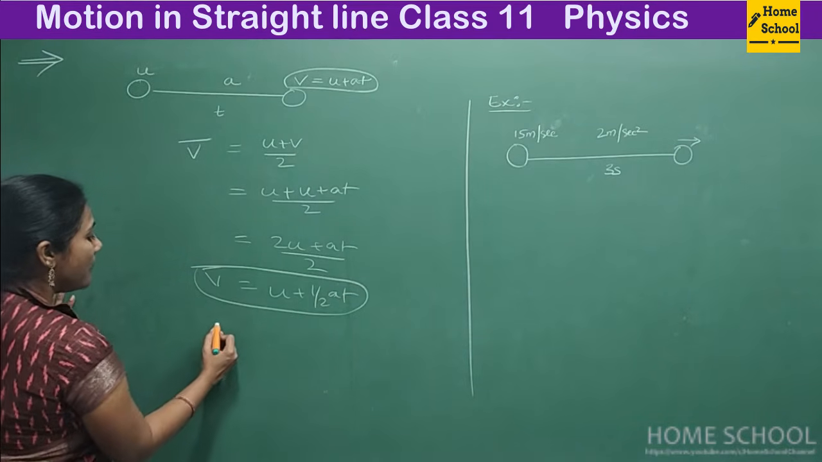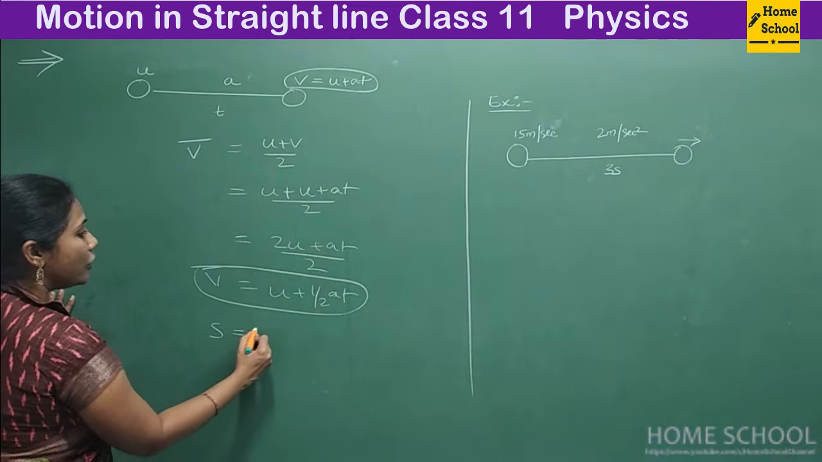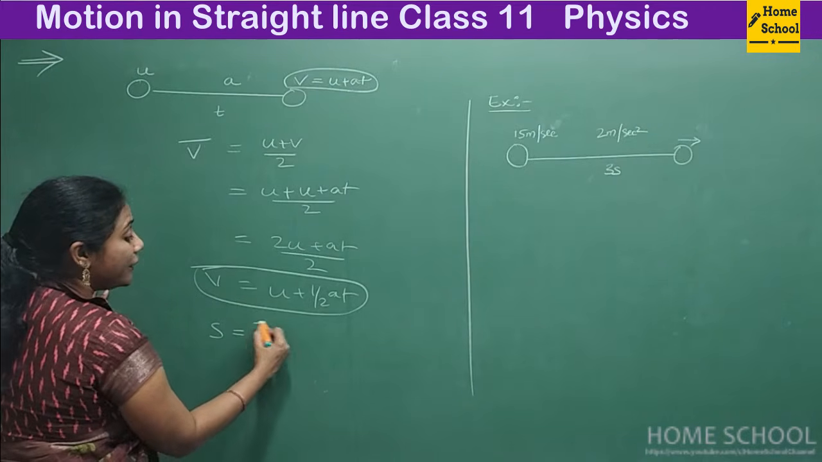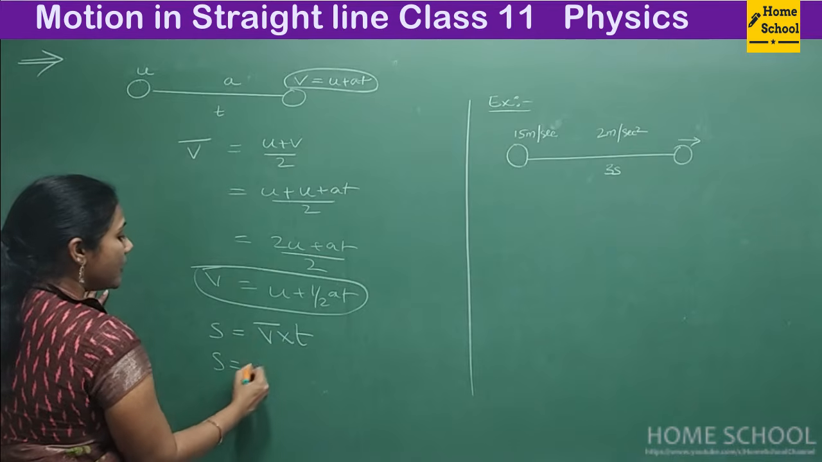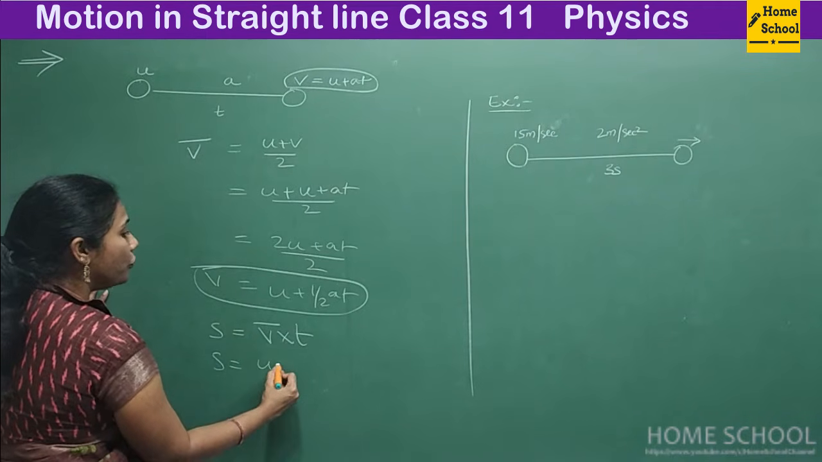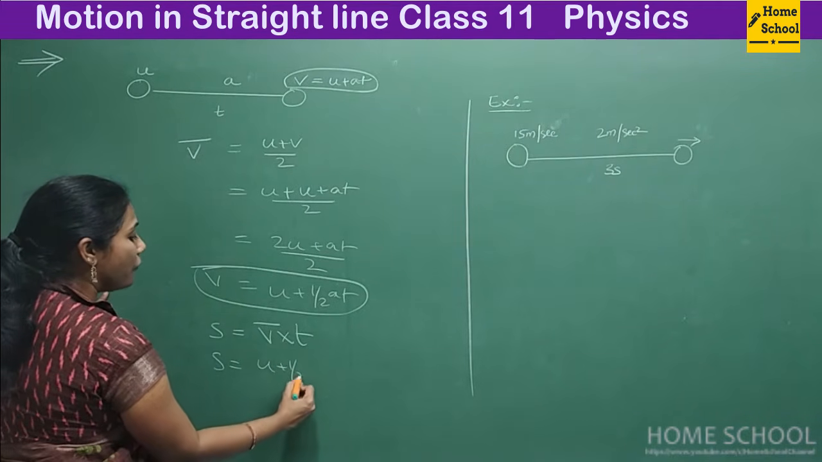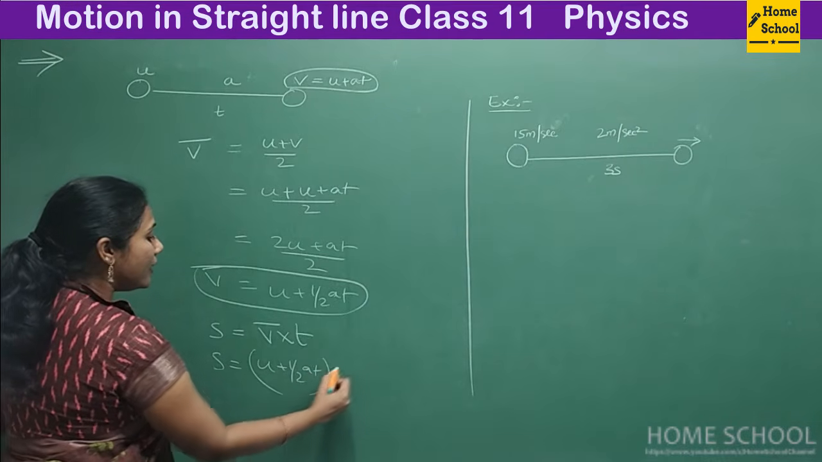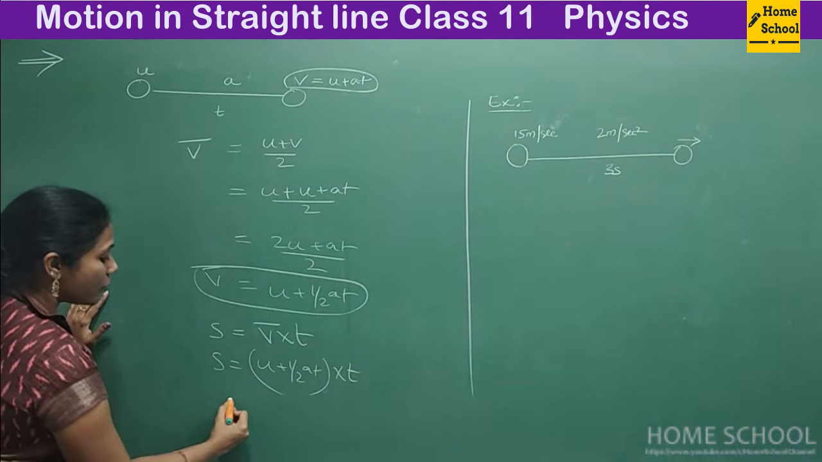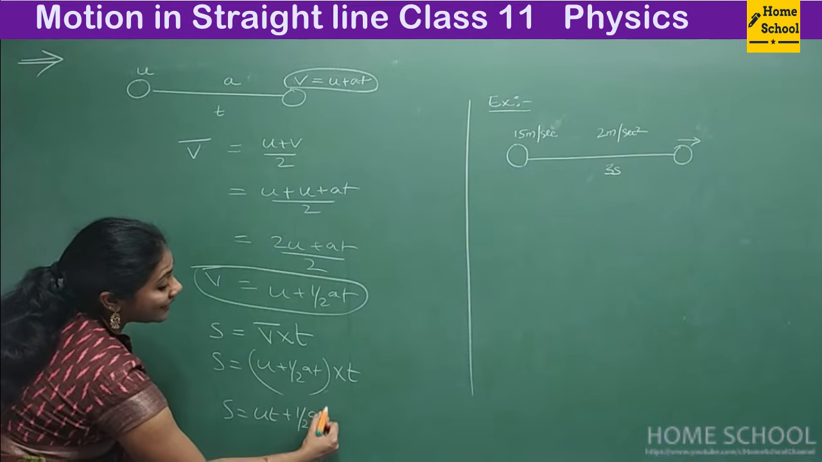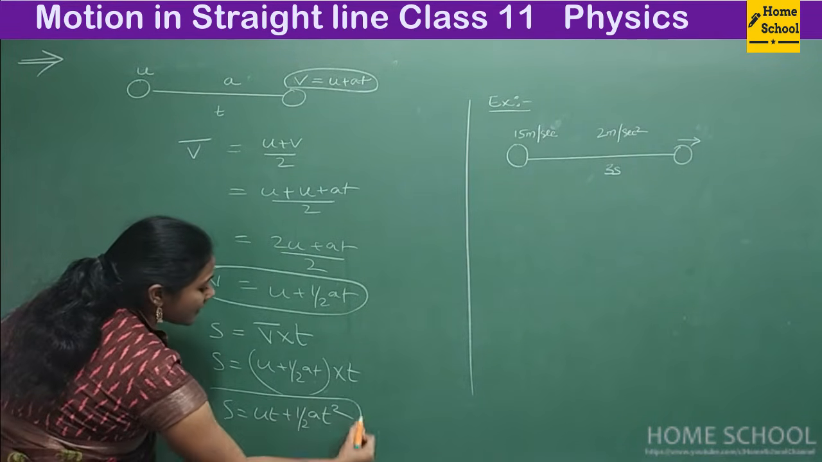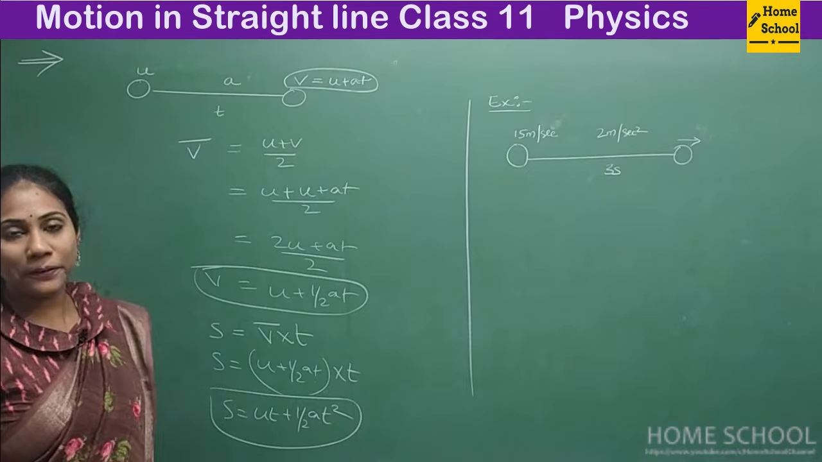And now what is displacement? Displacement is equal to average velocity into time, right? So v bar into t. So S is equal to what is v bar? u plus half at into t, right? So S is equal to ut plus half at square, right? So this is the equation we have got, right?